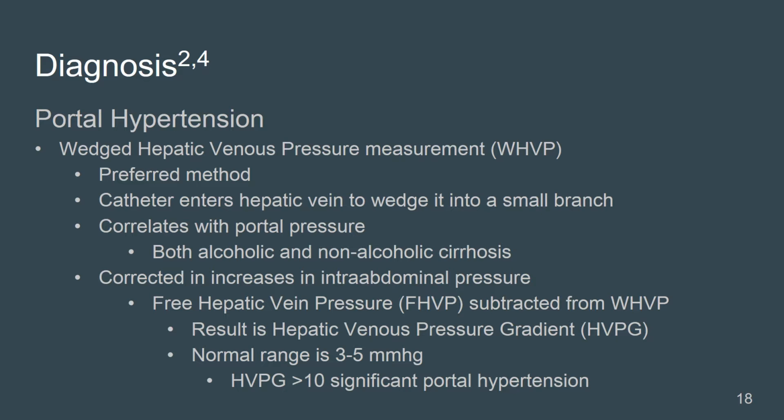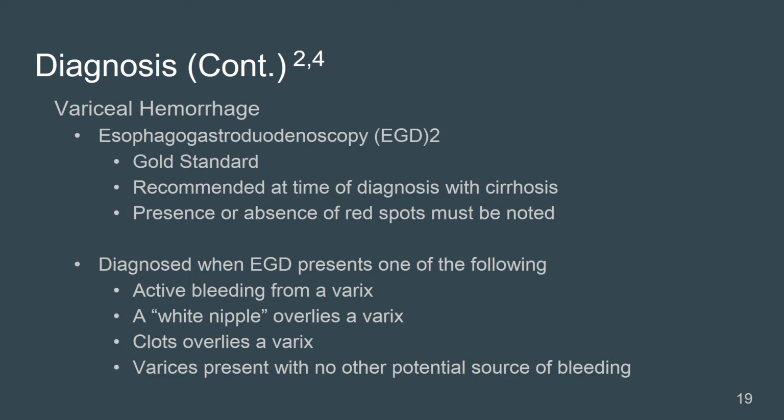When the intra-abdominal pressure increases in a person, this has to be corrected. The way they do that is you take the WHVP and subtract it from the free hepatic vein pressure, acronymed FHVP. The result is your hepatic venous pressure gradient, and the normal range for that is 3 to 5. When that's above 10, that is significant portal hypertension. So going into the variceal hemorrhage, the way that they measure that is EGD.